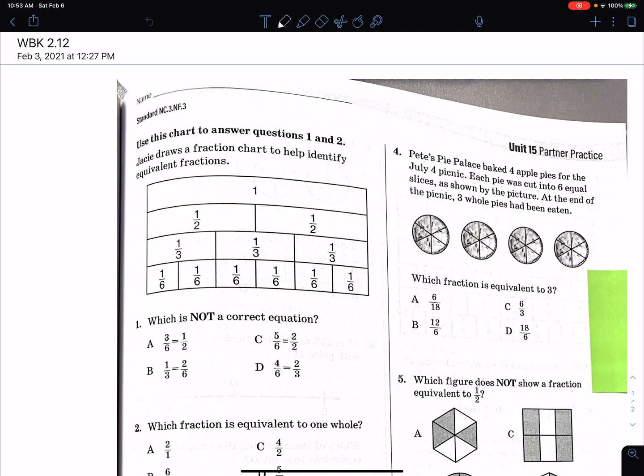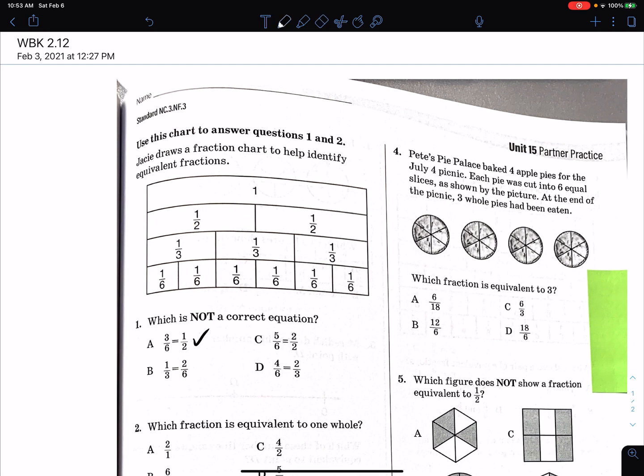So we have 3/6 is equal to 1/2. Well, I'm going to color in 1/2 so I know what I'm working with. And it says 3/6, so I'm going to come down to my 6. 1, 2, 3. Well, that is the same amount shaded, so I know that this one is correct. So that's not going to be my answer.